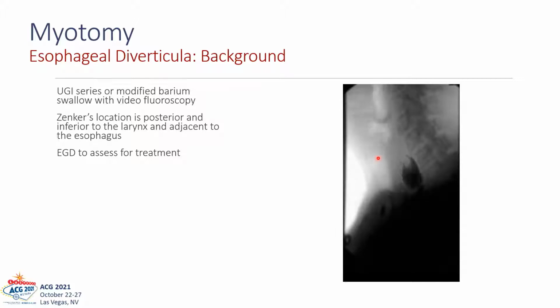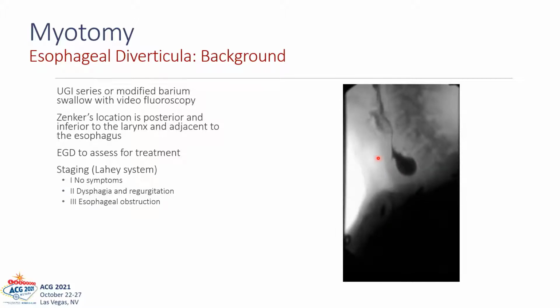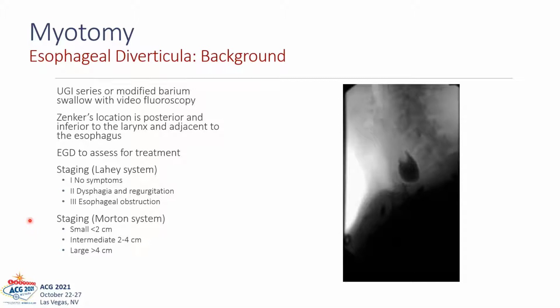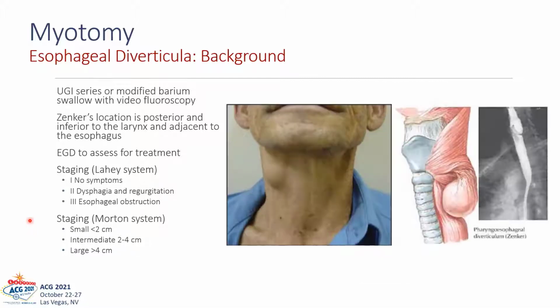Upper endoscopy is helpful to assess the diverticula for potential treatment options. Staging can be done with the Leahy system, which is symptom-based, 1 being no symptoms, 2 dysphagia and regurgitation, and 3 esophageal obstruction, or the Morton system, which is size-based, small being less than 2 centimeters, intermediate 2 to 4 centimeters, and large greater than 4 centimeters. And again, on physical exam, you can see a bulge at the side of the neck, but the diverticula is truly emerging posterior, and that's a very important distinction to make.